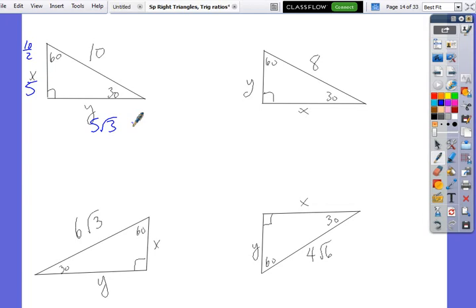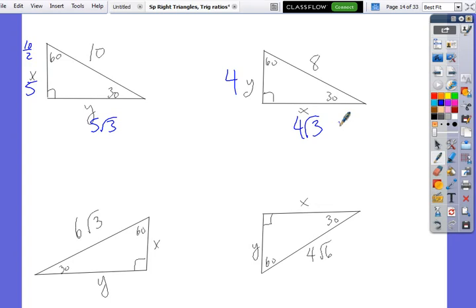All right, what do I have for the short side here? 4. And which one is it? Y. It's Y because it's across from the 30. So there's going to be 4 for that one because I divided by 2. And then 4 root 3, when I take the short side and multiply by root 3 to get the long.